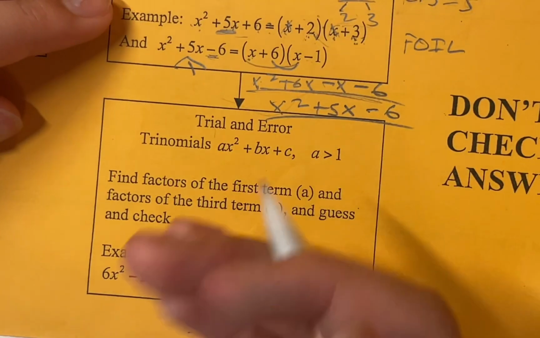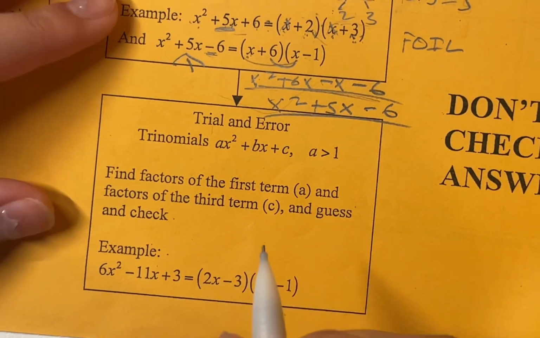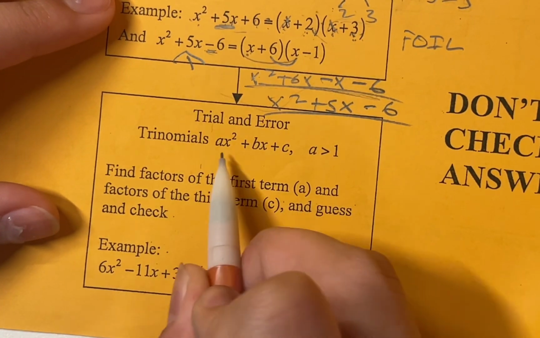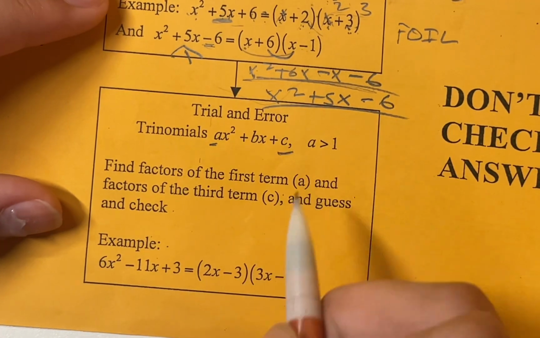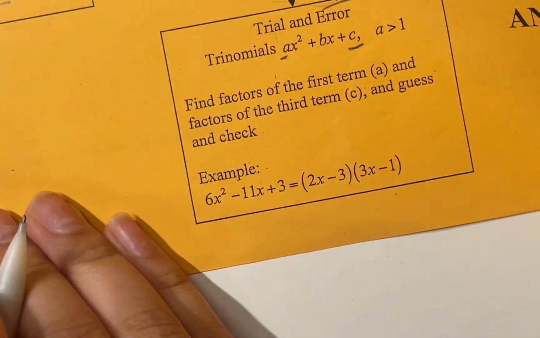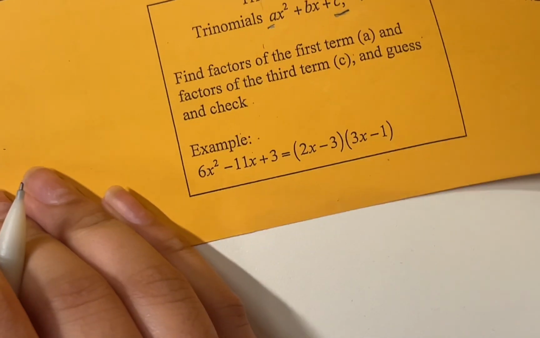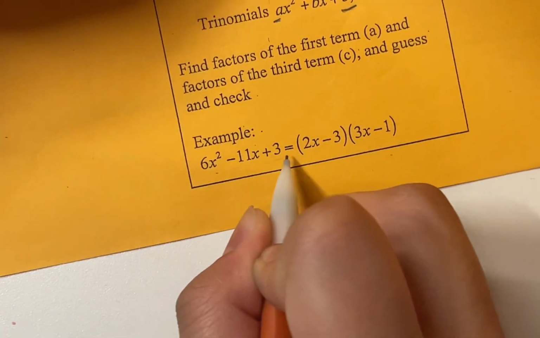Next up, you just have your classic trial and error method. You guess and check, right? So find factors of the first term, a, right here, and factors of the third term, c, and guess and check. So example here, 6x squared minus 11x plus 3. So you're really just finding factors of these two terms.